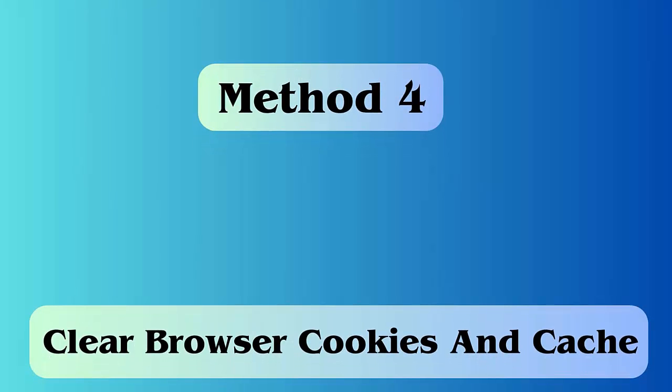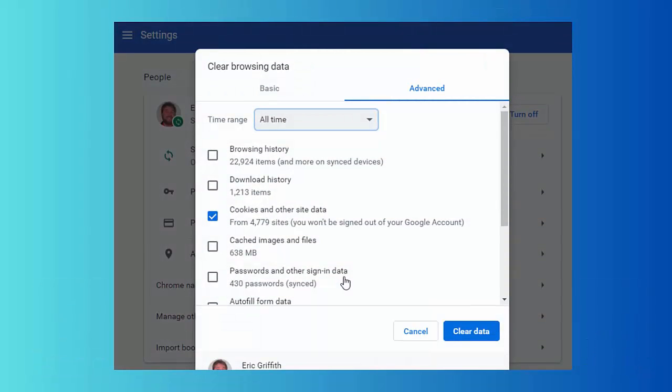Method 4. Clear browser cookies and cache. Open web browser, tap on Settings. Now, go to Settings or Options. Search for Privacy and Security. Look for Clear Browsing Data, Cookies, and Cached Images and Files option. Choose as needed, click on Clear Data.